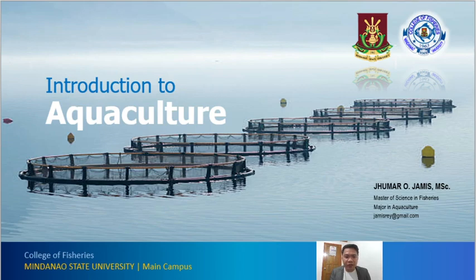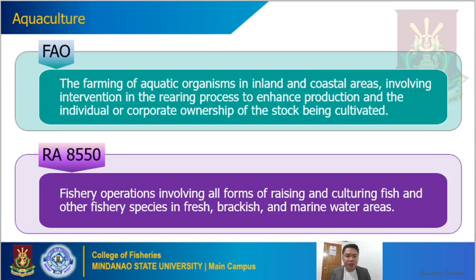as a form of introducing the word aquaculture, basically, let's first take a look at the definition according to the Food and Agriculture Organization. So, according to the Food and Agriculture Organization, the definition of aquaculture is basically a farming of aquatic organisms in inland and coastal areas, involving interventions in the rearing process to enhance the production and the individual or corporate ownership of the stock being cultivated.